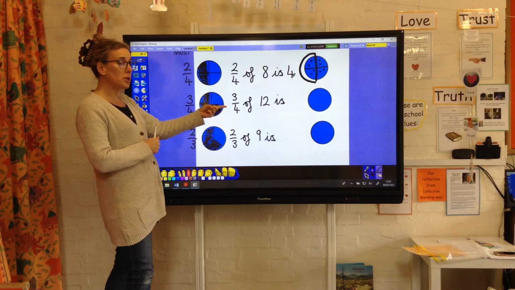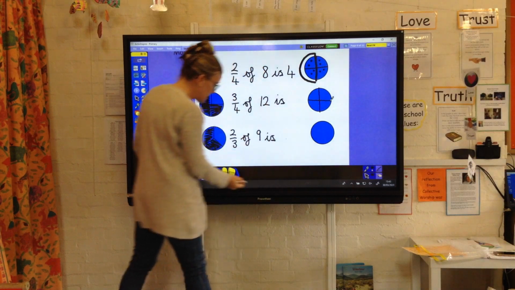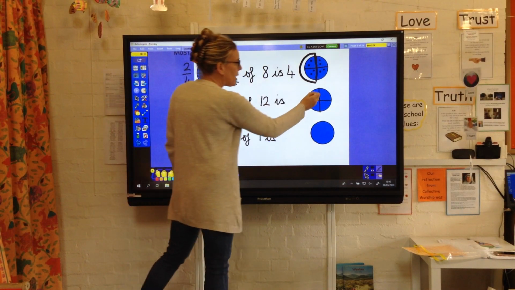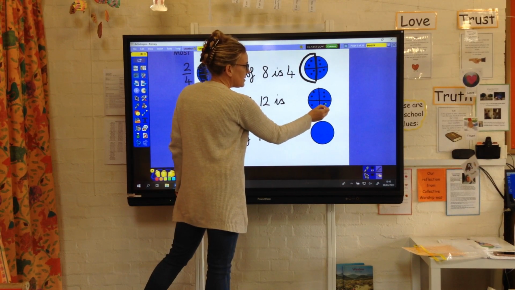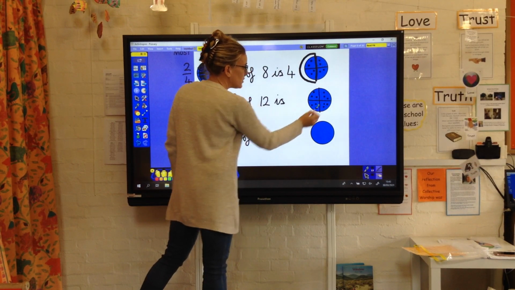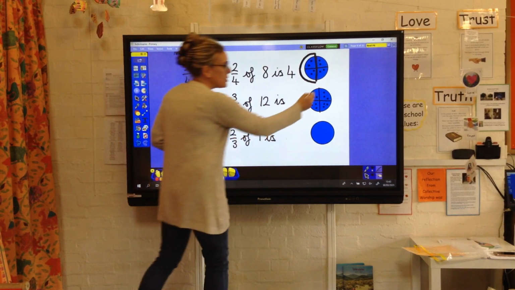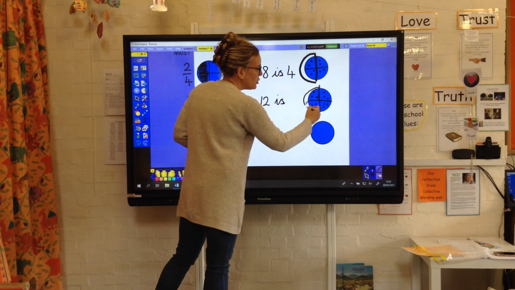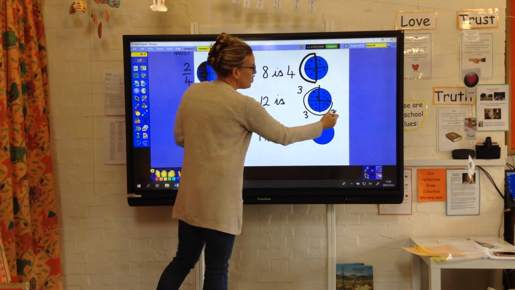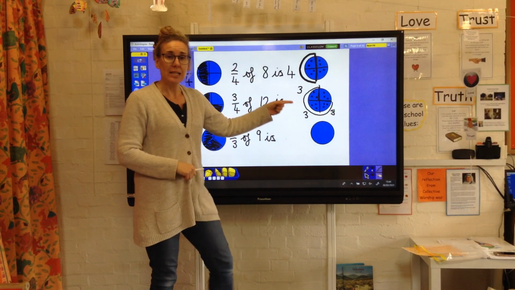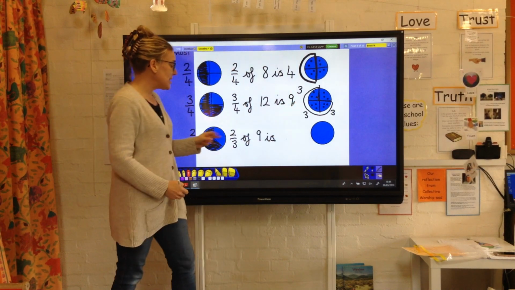So 3/4, when we're looking at our pizza, I need to split it into 4 pieces. I need to share out that pineapple, and I'm sharing out 12 pieces. And when I have a look, I've got 3/4. So I need 3 of these, not just 1, I need 3 of them. So I've got 3, 3 and 3. 3 add 3 is 6. 6 add 3 is 9. So 3/4 of 12 is 9.